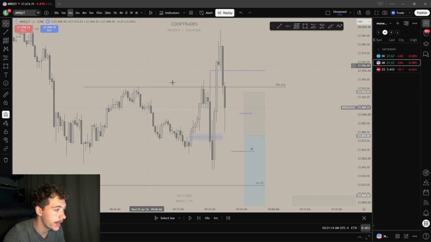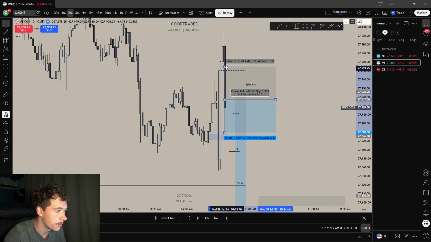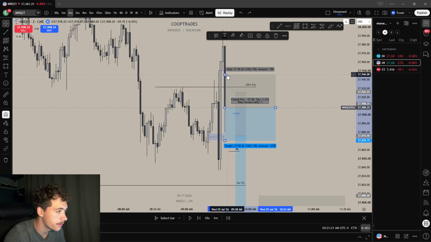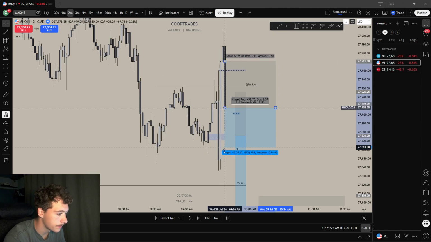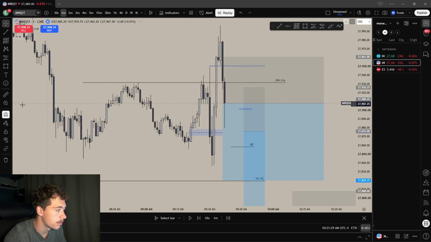If we come to the 2 minute, we do get this 2 minute inversion right here. I did not enter off this, and this is where my loss came from. It actually did end up playing out, I believe. But I did not enter off this because we have no generated liquidity, right? This just went straight up and straight down. This is not what we want to see.